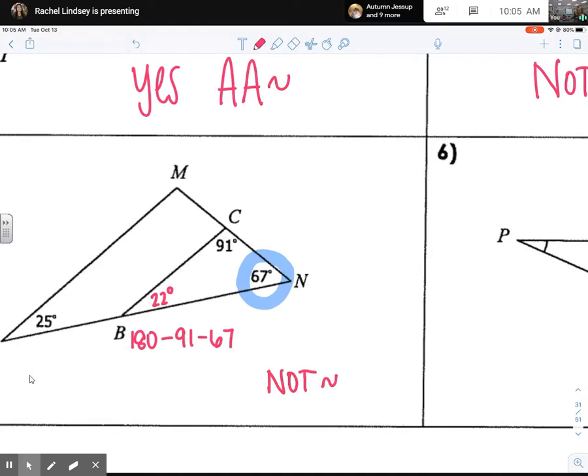You could also find angle M if you wanted to. 180 minus 25 minus 67. That gives you 88. 88 is not the same as 91, so therefore they are definitely not similar.